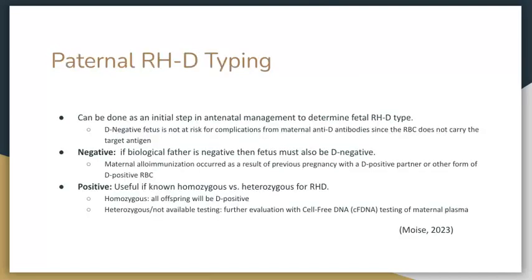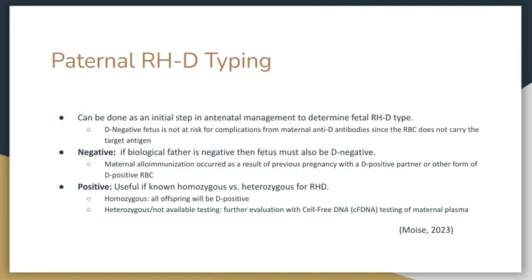Now, starting with prenatal RHD typing, this essentially is having the father be tested. It can be used as an initial step in antepartum management to determine what the fetal RHD type is. A D-negative fetus is not at risk for complications from a maternal anti-D antibody, since the red blood cell does not carry the target antigen. So if the biological father is negative, then the fetus must also be negative.